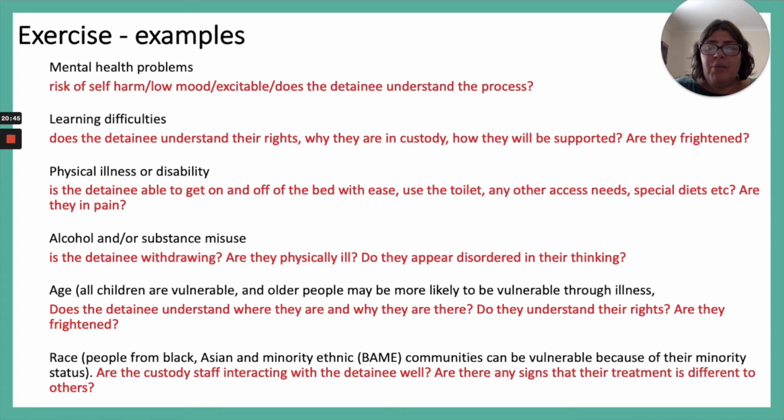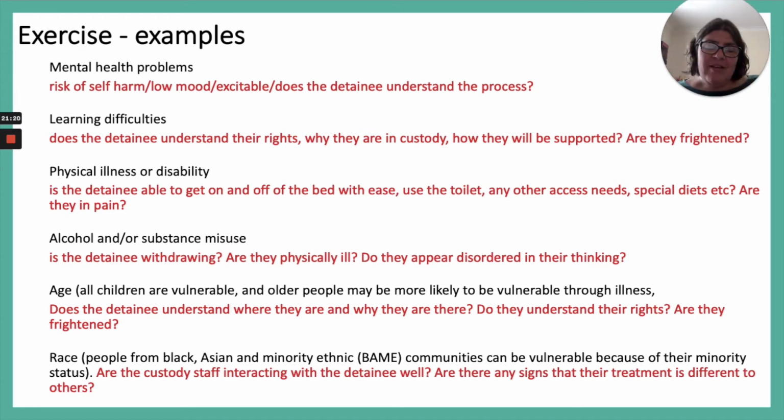So some of the examples then. If someone in custody has mental health problems, there may be a risk of self-harm. There could be a presentation of low mood. Conversely, they could be very excitable. And do they understand the process? So there's some things there around mental health. For those detainees, you would want to make sure that there'd been an engagement with liaison and diversion or with the healthcare providers, and that custody staff were aware of your concerns.